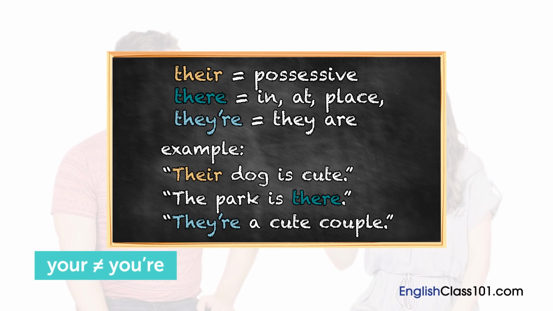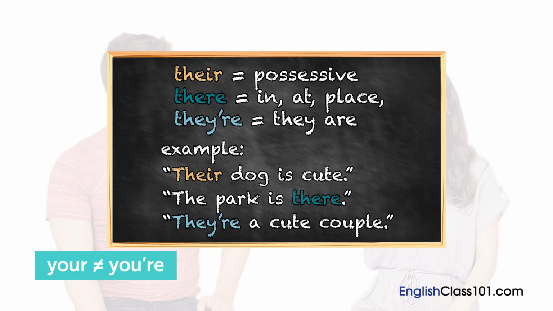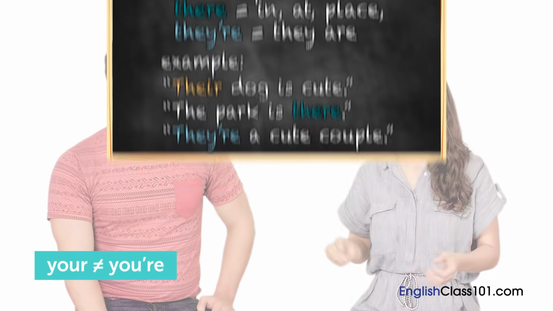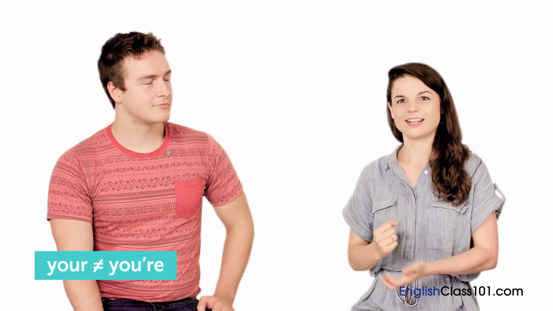The possessive T-H-E-I-R, that's their house, that's their dog. T-H-E-R-E, it's over there. And T-H-E-Y apostrophe R-E, they are. There are three different theirs. They sound the same, but they have different meanings, and they should be spelled differently too. So, come on, native speakers, get it together. Okay. All right, next one for you.